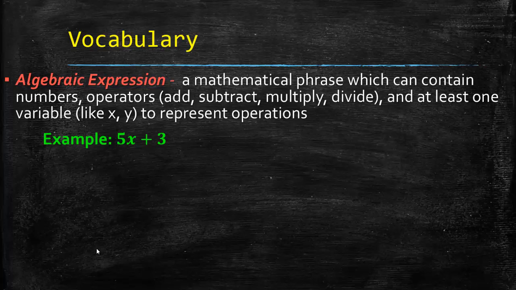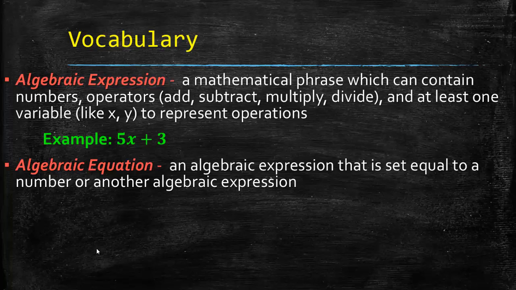And this is different from the next vocabulary word, but let me give that to you now. An algebraic equation is an algebraic expression that is set equal to a number or another algebraic expression. So an example of this would be 5x plus 3 equals 18. So what's the difference? An expression has no equal sign. An equation does. Remember, equation. So we've got this part of the word here, and you can just say, okay, that's the same as saying equal to. So an equation has an equal sign.